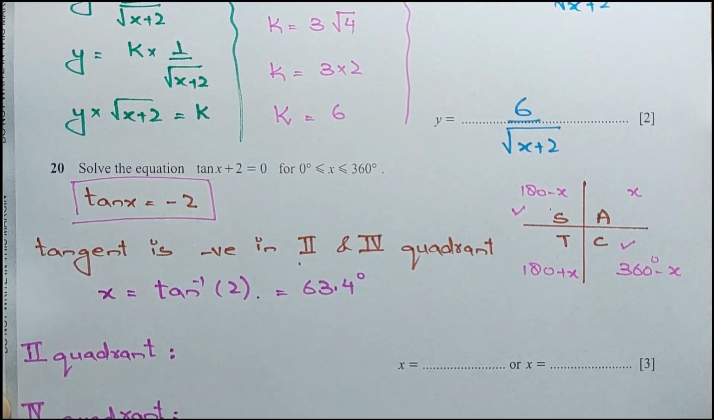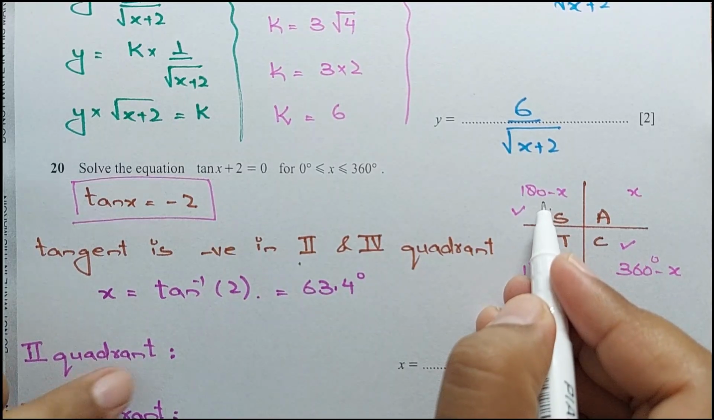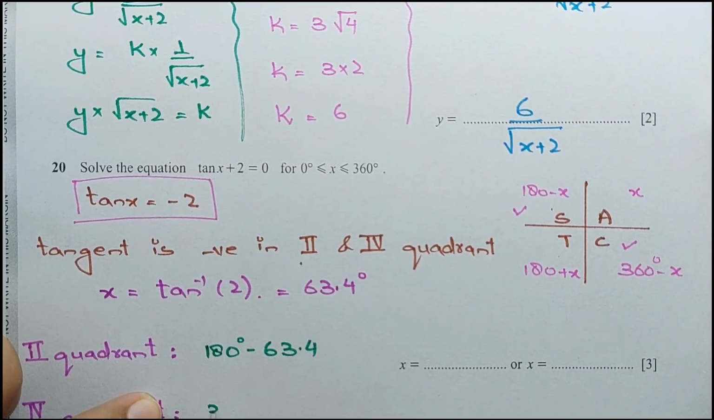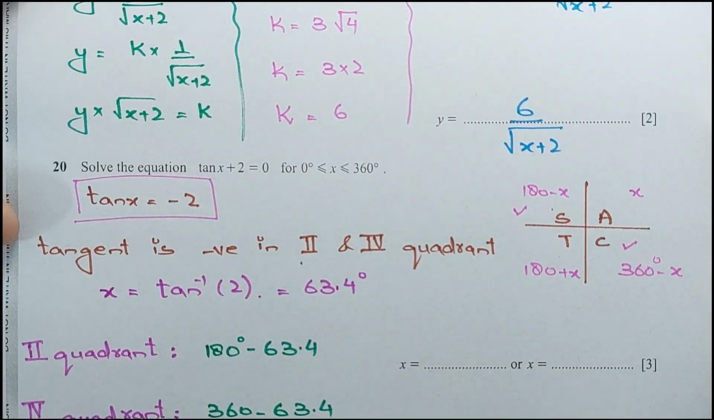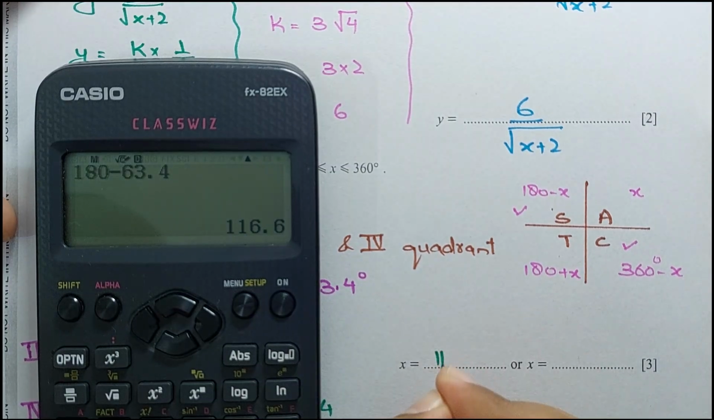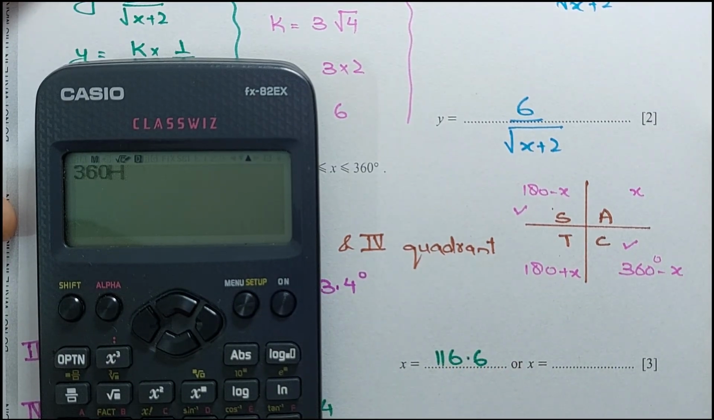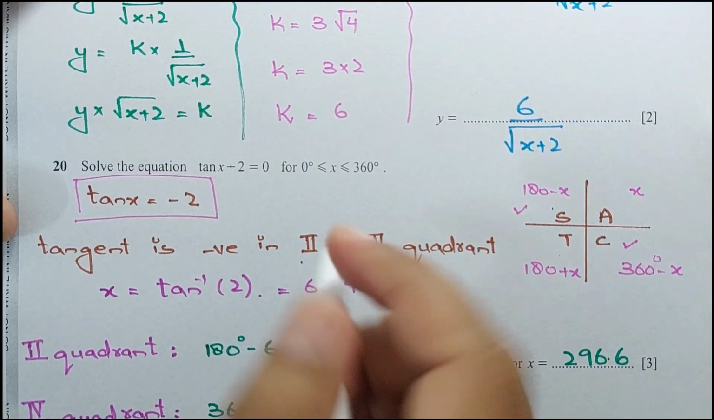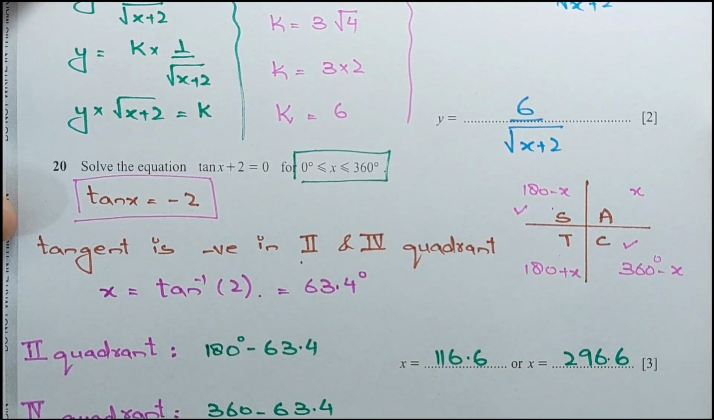For the second quadrant, use this operation: from 180 degrees subtract that x value 63.4, and from 360 subtract 63.4. 180 take away 63.4 is 116.6. And 360 take away 63.4 is 296.6. These are the two solutions, and they are in the given range from 0 to 360 degrees.